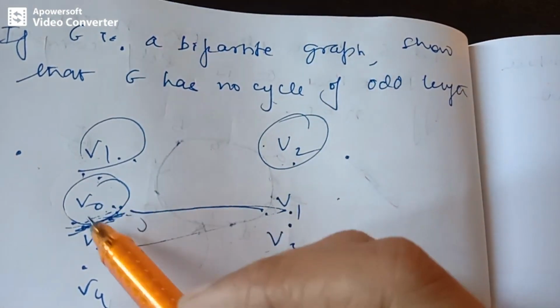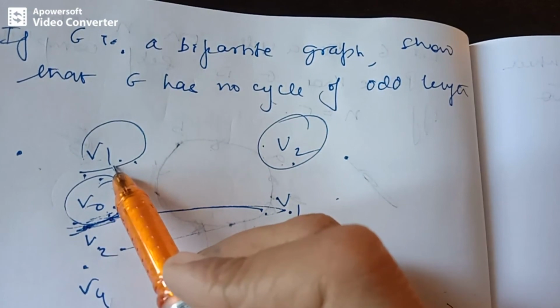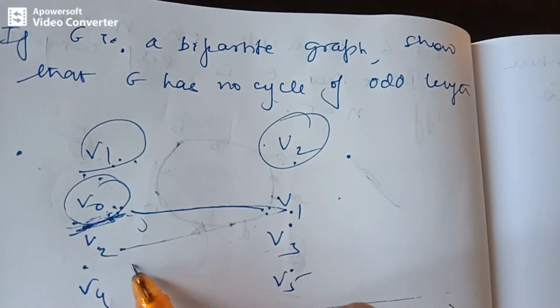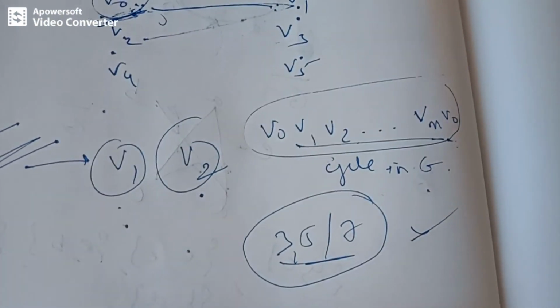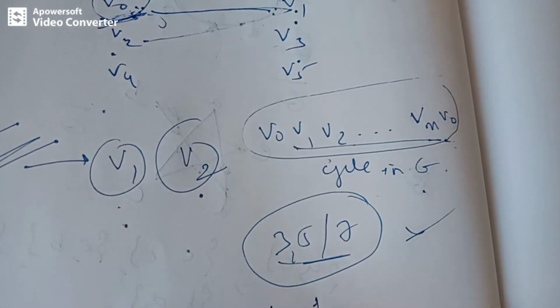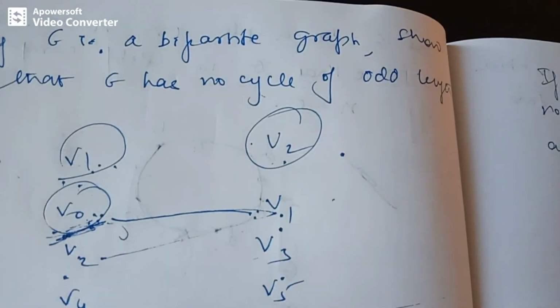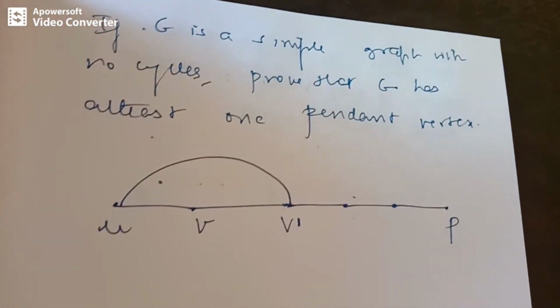Since the terminal vertex V0 is in V1, the number of edges that belong to the cycle cannot be an odd number, they cannot be 3 or 5 or 7. So G has no cycle of odd length. You can write all these in statements and finally say that G has no cycle of odd length. Let's take the next question.